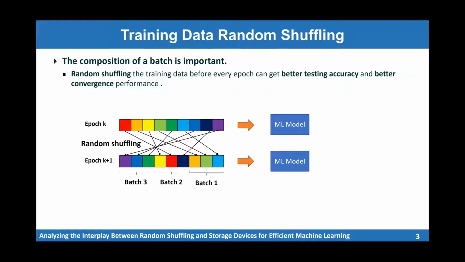For mini-batch-based machine learning, the way to organize batches greatly impacts training efficiency. Random shuffling is a process to ensure training data instances are fed into the model in different orders in each training iteration and epoch. This can improve both testing accuracy and the convergence rate by avoiding overfitting and preventing the training process from getting stuck in the local minimum.